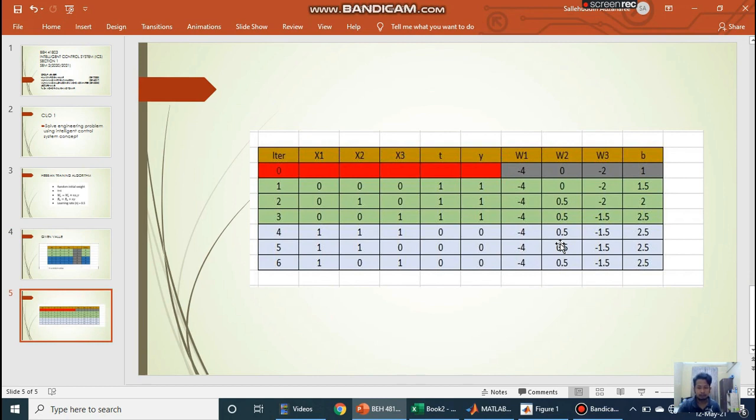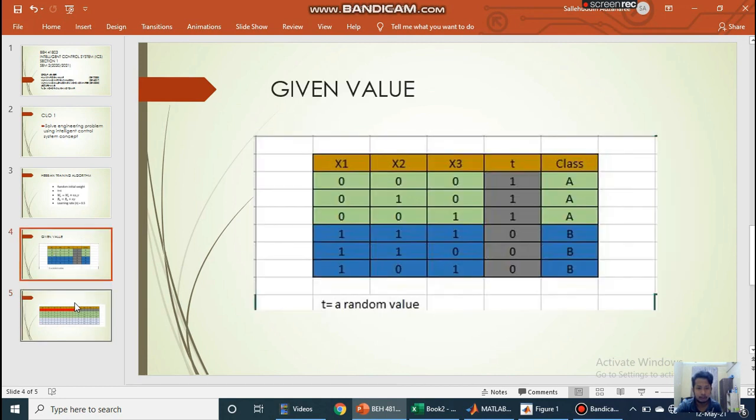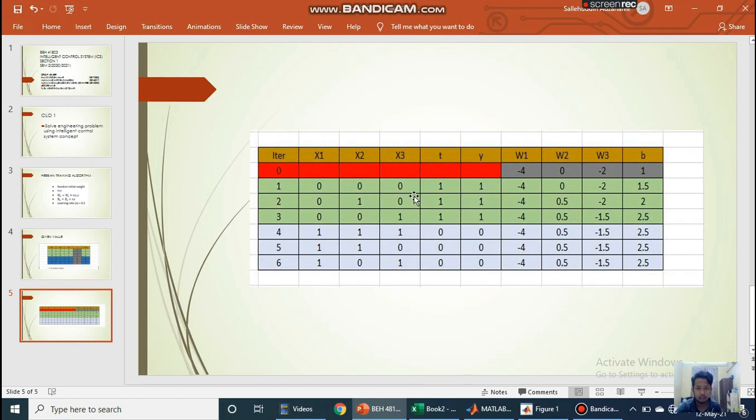It has 6 tiers, as you can see, 1 2 3 4 5 6. x1 is the same as before, with s1, s2 and s3. For the initial weights, our group gave w1 the value -4, w2 0, w3 -2, and beta is 1.